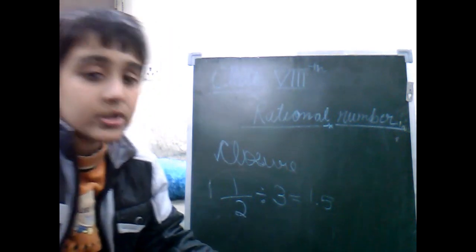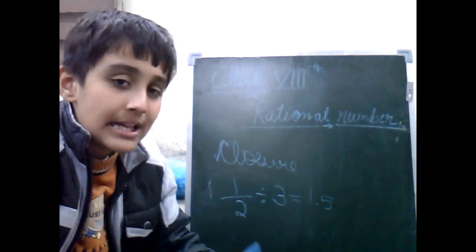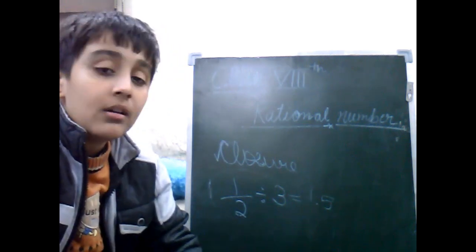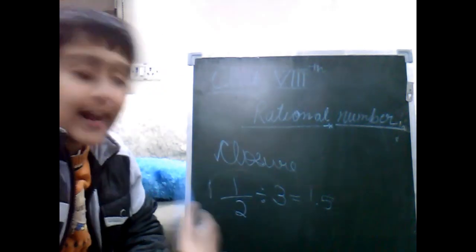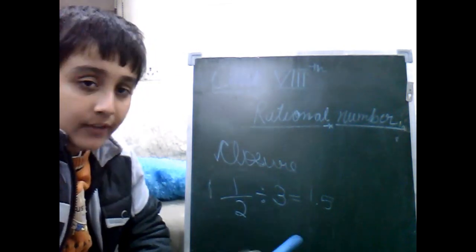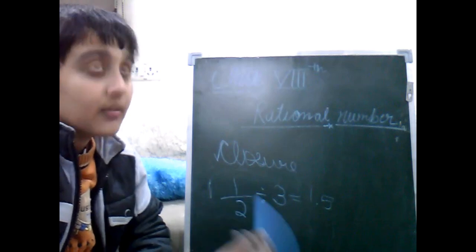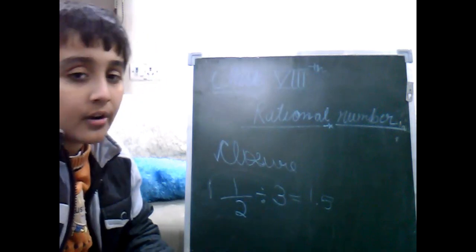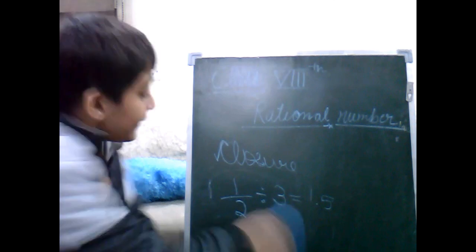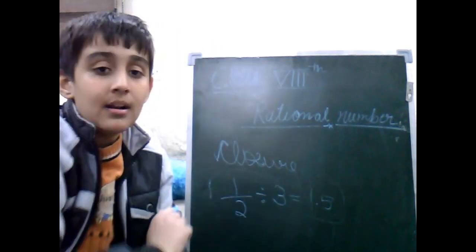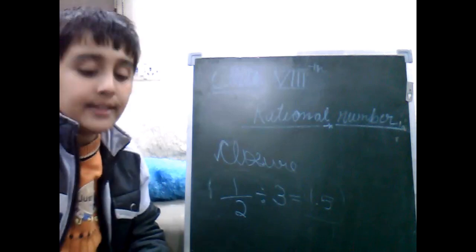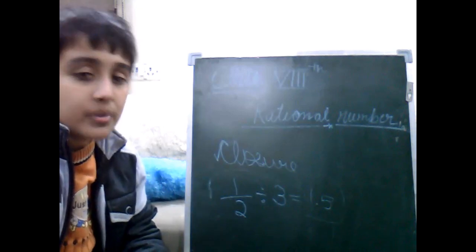Because closure property says that the product, subtraction, division, or anything of rational numbers, if you divide it, then it should be a rational number according to closure property. But it is not, it is a decimal. So division is not closed under closure property.